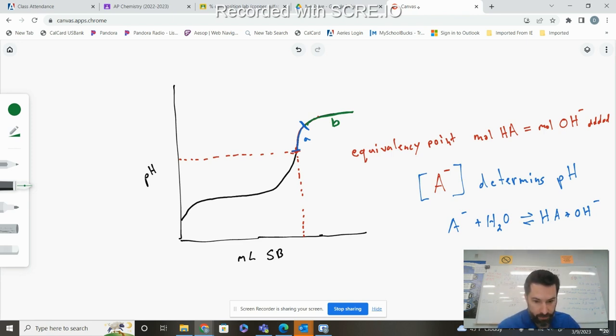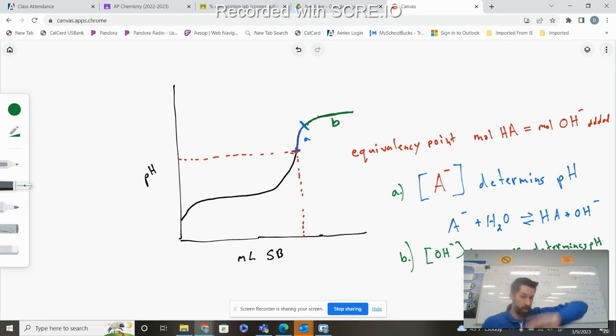So for part B, so this was part A of our curve. So for part B of our curve, your OH minus that's in excess determines your pH. Okay. And that's why it levels off. It's just pretty much the amount of base you've added.